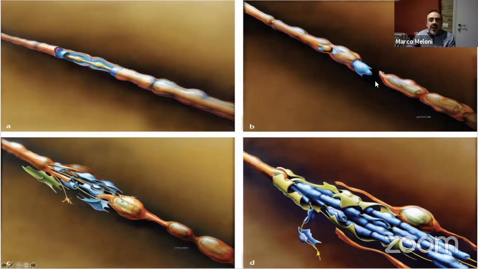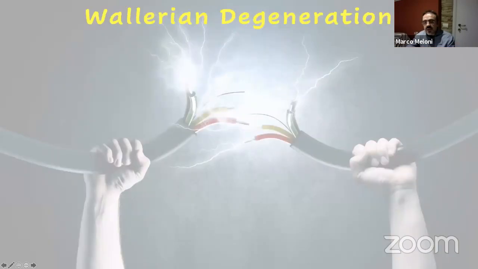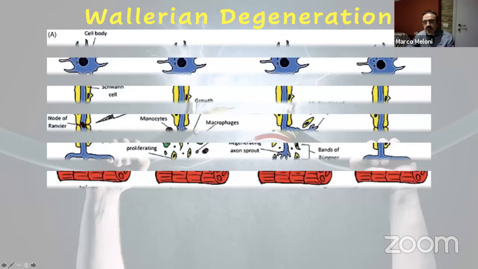What's happened? The first reaction of the nerve is to allow the proliferation of the Schwann cell to create a sort of a railroad that allow the new axon to reinnervate and recreate the connection from the proximal to the distal part of the nerve. If we see more in detail, that's what's happened. Is also called the Wallerian degeneration.